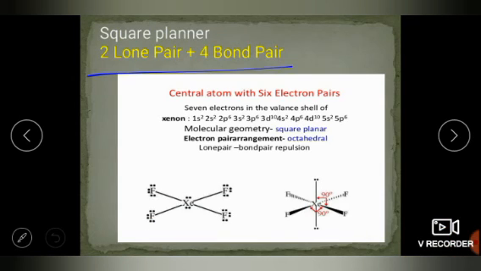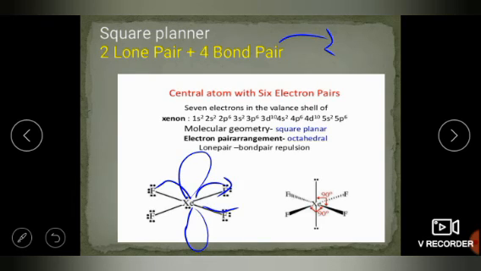Square planar, that is 2 lone pairs plus 4 bond pairs, total is 6. As you know, 6 bond pairs give octahedral. So 2 lone pairs plus 4 bond pairs will give square planar. In the case of xenon, which has 8 electrons, 4 electrons will make lone pairs and 4 electrons will make bond pairs. So these 4 bond pairs and lone pairs will bring some distortion and change the bond angle. So 90 is the bond angle.